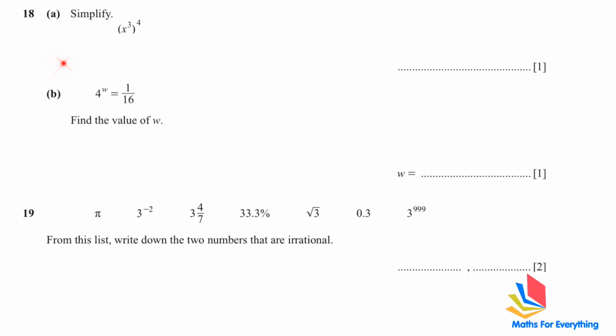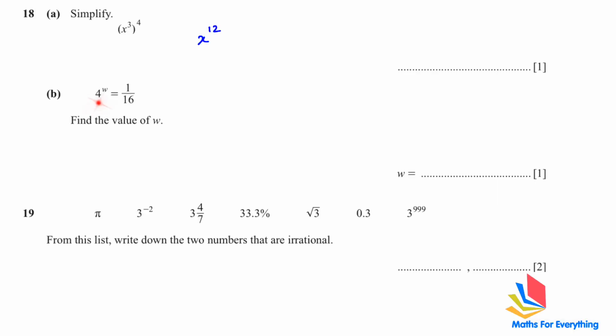Question number 18, simplify. So these are indices questions. And if you want to find the answer to this, what should you do? We multiply the powers. X to the power of 3 multiplied by 4 will give us 12.